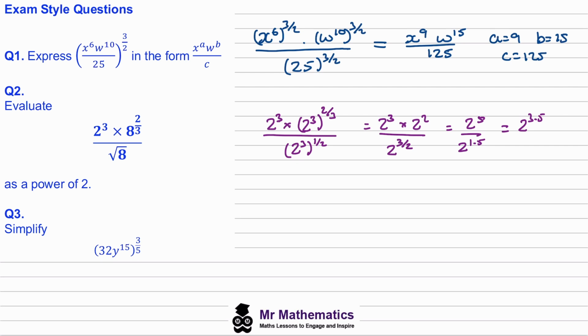And then finally for question 3, we can expand out our bracket. So we've got 32 to the 3/5 multiplied by y to the 15 raised to the same power. We know we can write 32 as 2 to the power of 5, and this will then be raised to the 3/5. Applying the power rule, this will be 2 cubed, which we know is equal to 8. We can apply the power rule here as well. 15 times 3/5 will give us 8 times y to the power of 9. Okay?